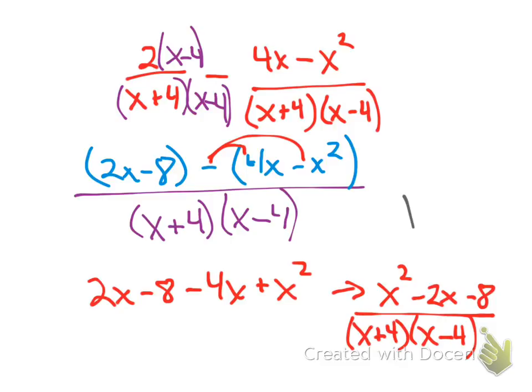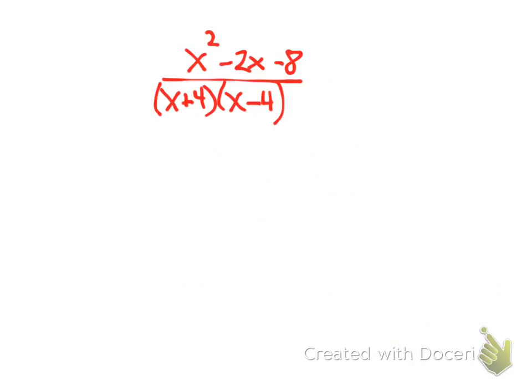Now I need to check my numerator and see if it can be factored. So pause it now if you need to work that out and try to factor it, and I'll give you a couple seconds to pause that. Okay, hopefully you've worked that out and found out that the numerator factors into x minus 4 times x plus 2.